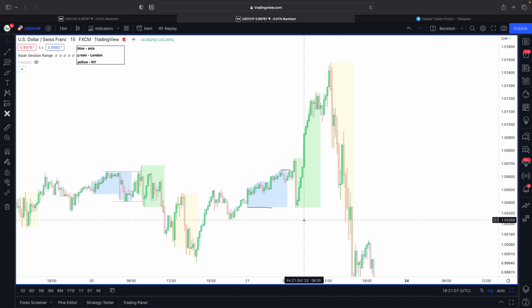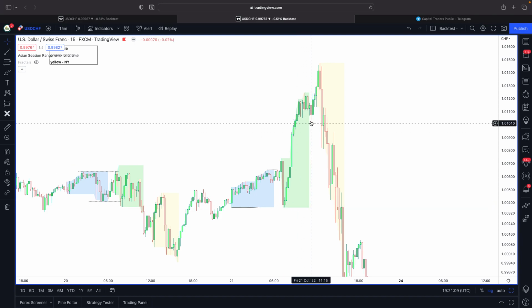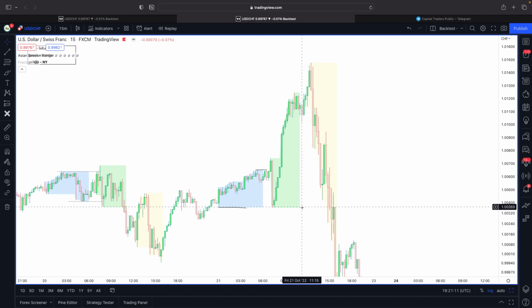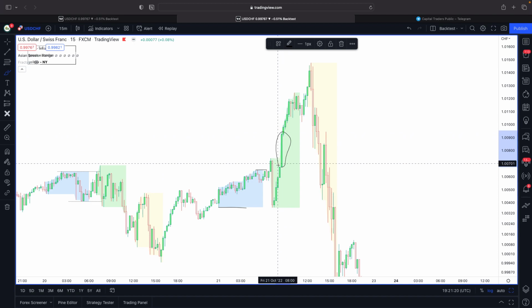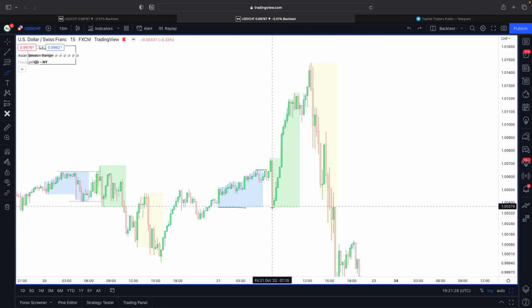Secondly, we have London. London usually offers a strong move. Most of the time, it will offer a strong move in either direction. So you understand that there will likely be a lot of strong short-term volume in the market. As you can see, these big candles from last Friday's price action, we see these big green candles in the market. So London always offers a strong push.